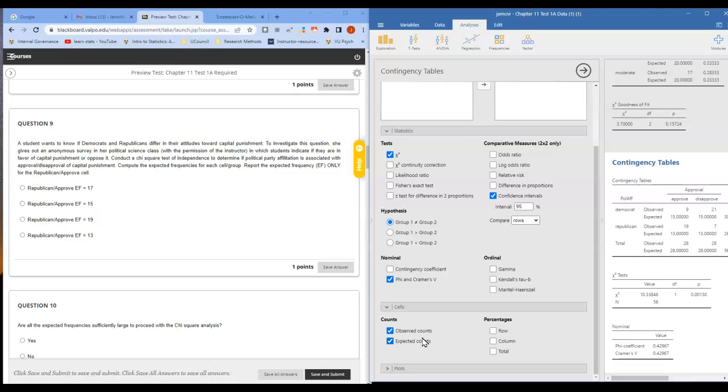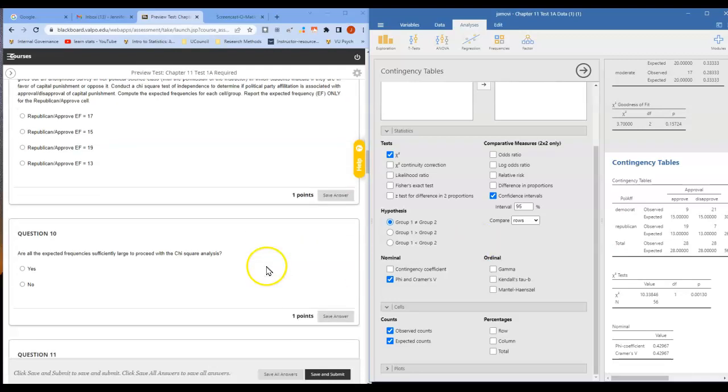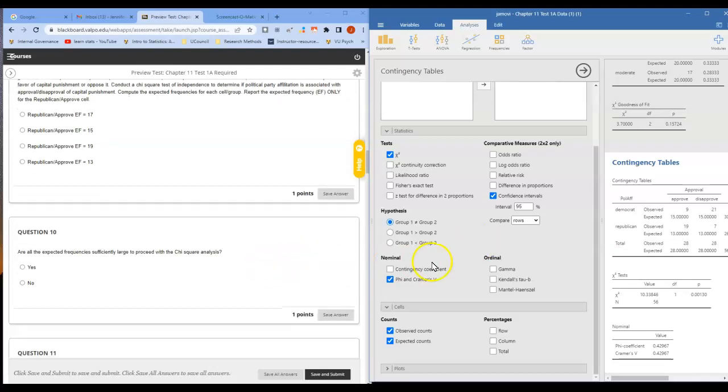Okay. So our expected counts are all described over here in the contingency table. And we're not asking you in this question to report all of them, just the expected frequency for the Republican approved cell. So approve and Republican, our expected frequency in this case would be 13. Okay. Next, we want to know, are all the expected frequencies large enough to proceed? And since all of our expected frequencies here are greater than 5, the answer is yes.